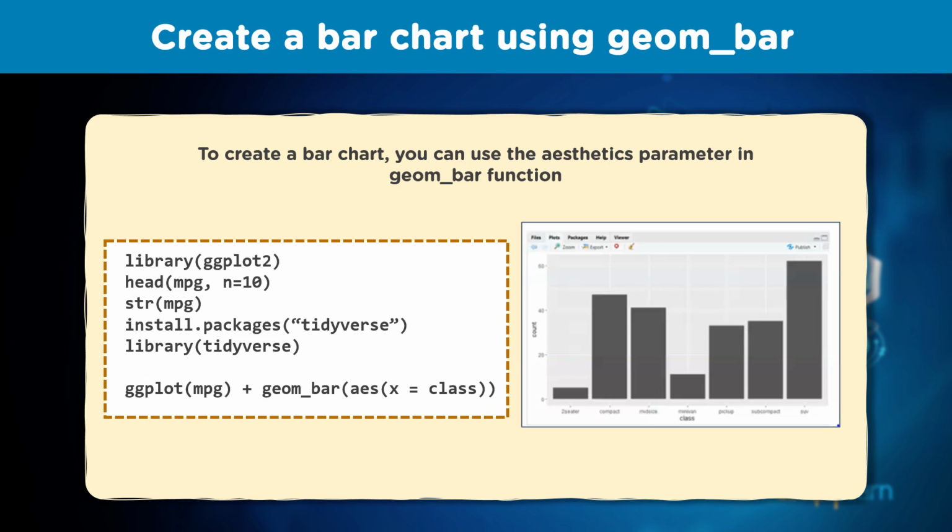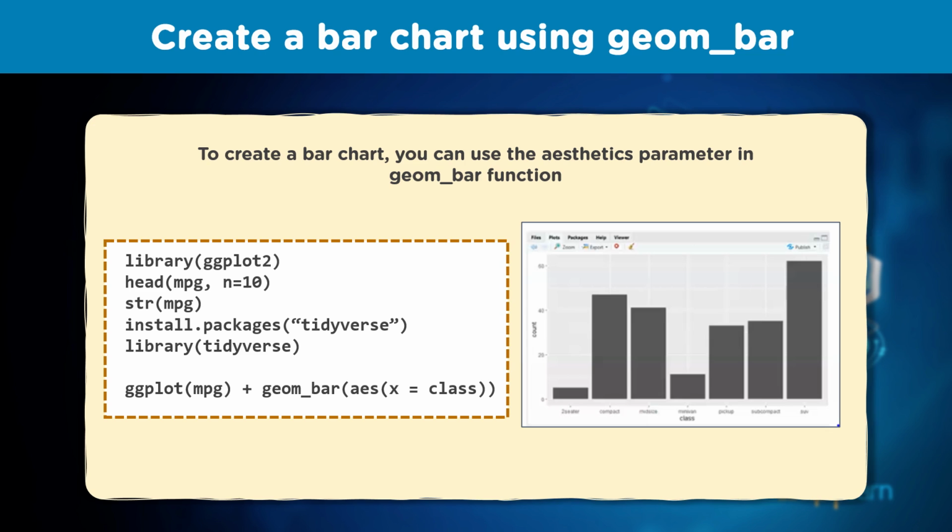So here is some simple example where I would not go into too many details, but you can just have a look at this one, where we are using the library function to get the ggplot2 package. Then we would want to look into the mileage data, look at the structure of it, and then we can get the tidyverse package.